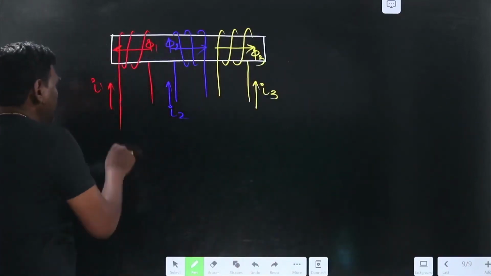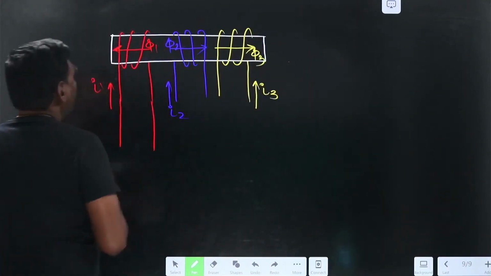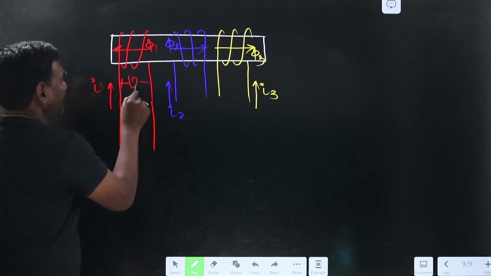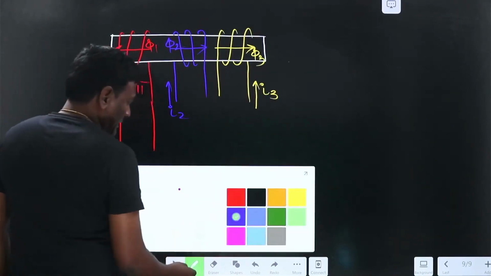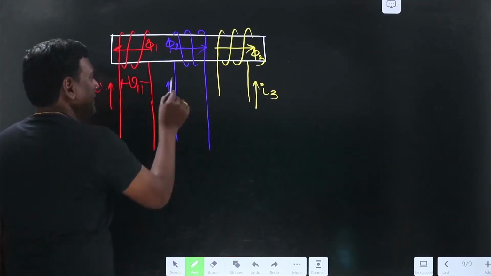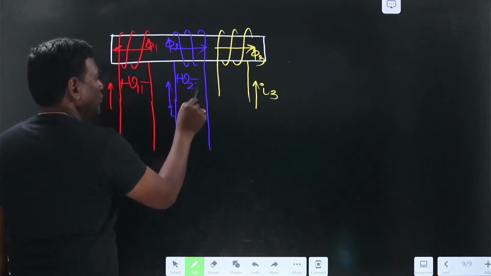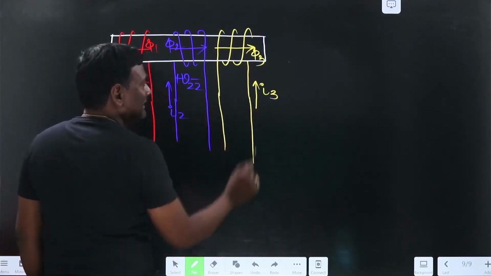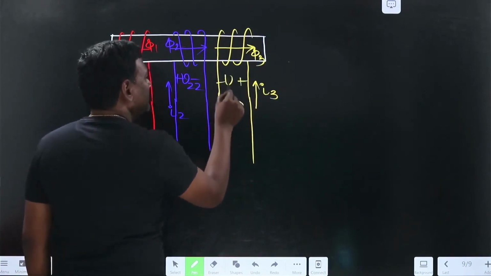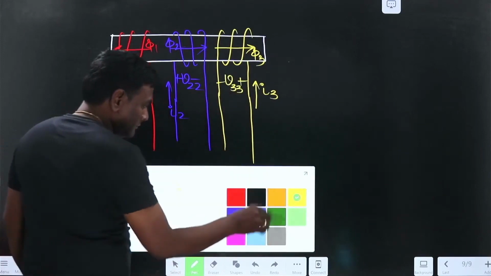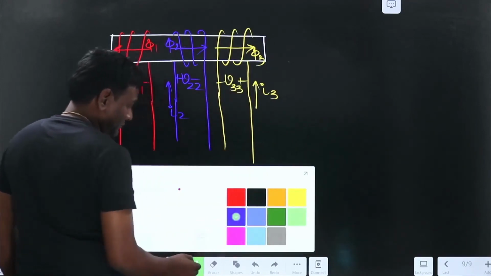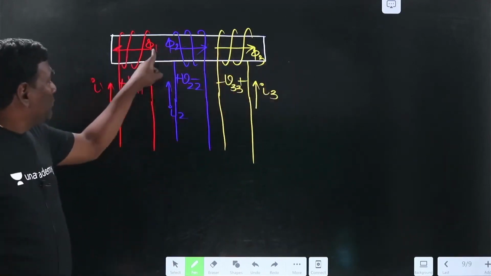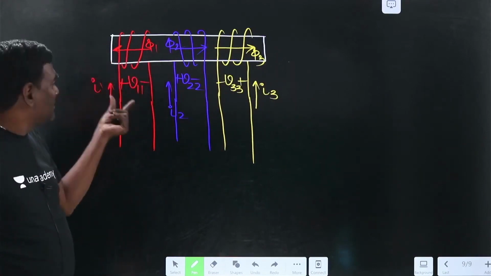Okay, so let me draw a dot line like this. Now my I1 is entering here, so plus minus V11. And here my I2 is entering, so plus minus V22. My I3 is entering here, so plus minus V33. Okay, now if I don't have pi 2 and pi 3, my pi 1 will be in this direction, and because of that I got that voltage.